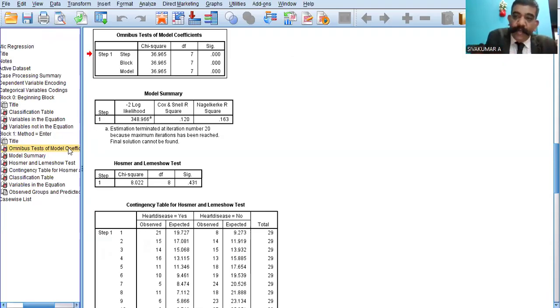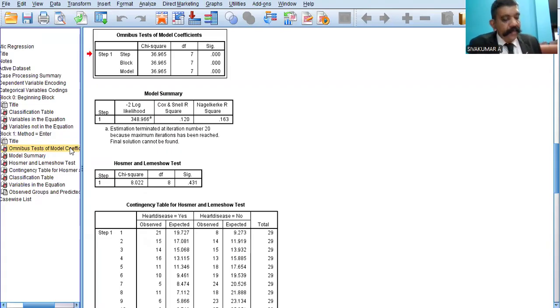If the P value is less than 0.05, which is the level of significance, then the model is statistically significant. Otherwise, the model is not statistically significant. From the omnibus test of model coefficients, you can write here that the model is statistically significant. Then the second important interpretation is related to the model summary.